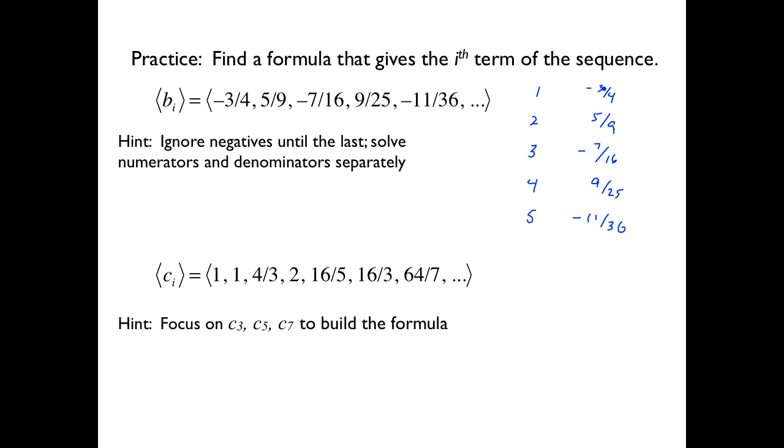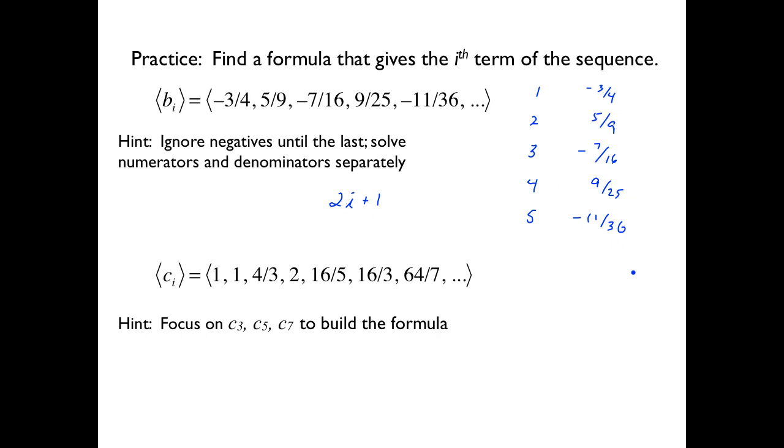So this is a lot like the one we just had. It was 1, 3, 5, 7. So now instead of 2n minus 1, do you see what it is? 2n plus 1. Do you see that's always 1 greater than 2n? So our numerator is 2i plus 1.